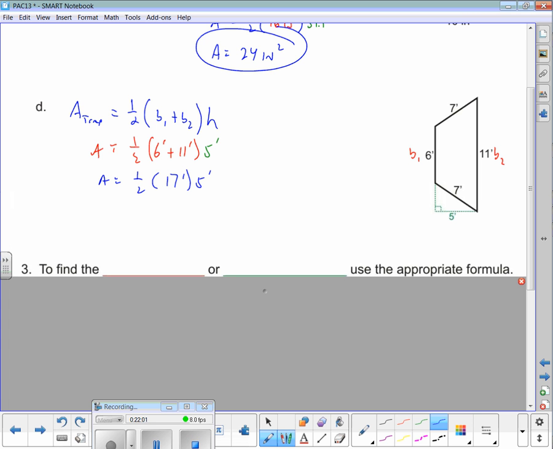And on this one, you're just going to use your calculator. And what do you use for the half? 0.5. Just punch it out. 0.5 times 17 times 5. And somebody tell me what you get. 42.5 square feet.